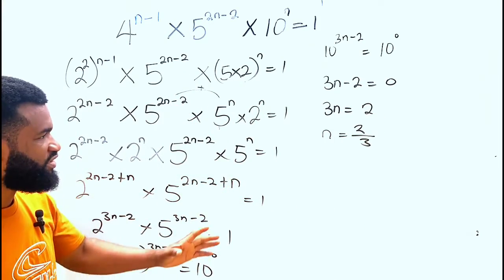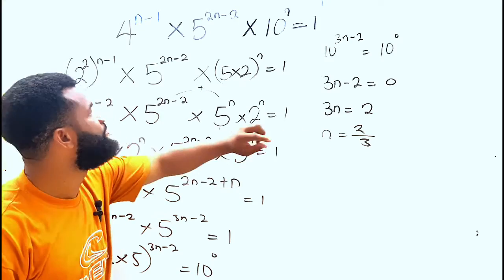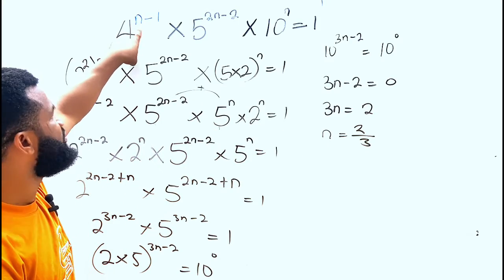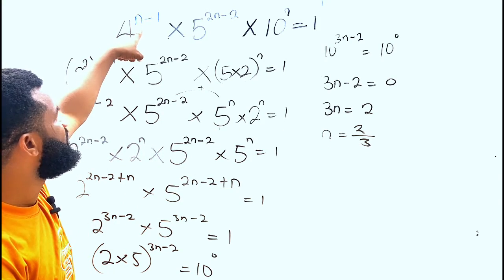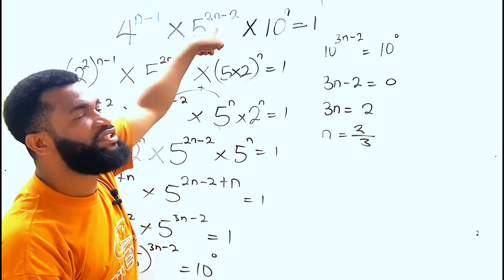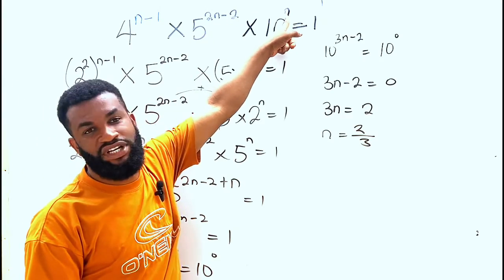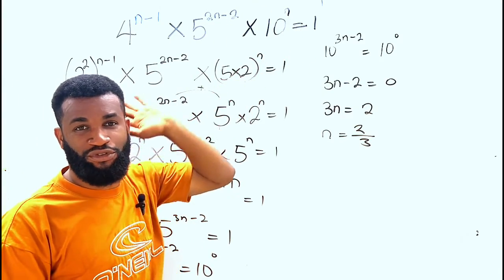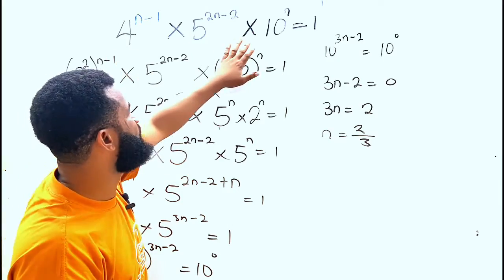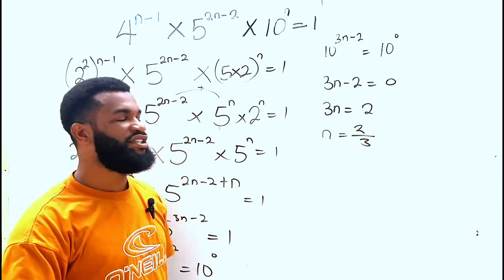If you go back to this equation right now and put n in this place, n is 2 over 3. Also put n here as 2 over 3 and put n here as 2 over 3 and do a very good check of your solution. You will definitely have 1. That is how this is solved.